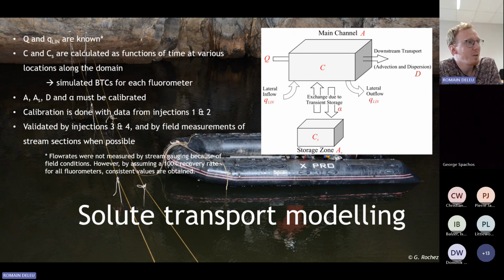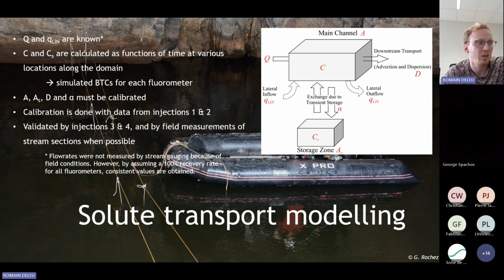Then we have the concentrations, which are calculated by the model as functions of time at various locations along the domain, which give us the simulated breakthrough curve for each fluorometer. And the remaining parameters, A, AS, D, and alpha, must be calibrated. A and AS are the channel cross-section areas, D is the dispersion, and alpha is the exchange coefficient between the main channel and the storage zone.